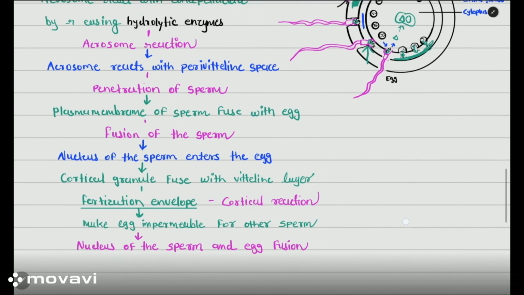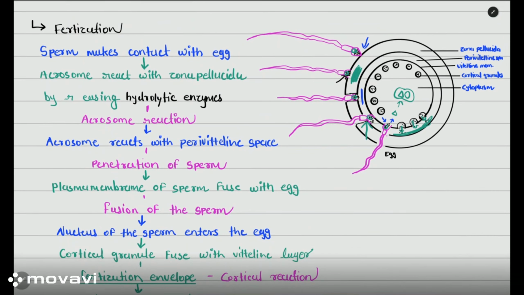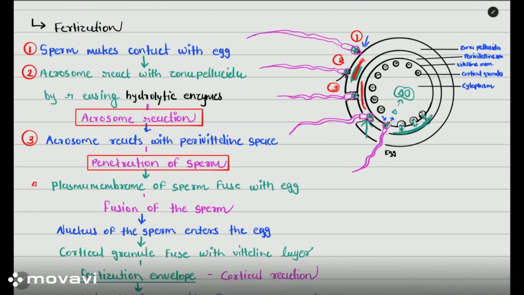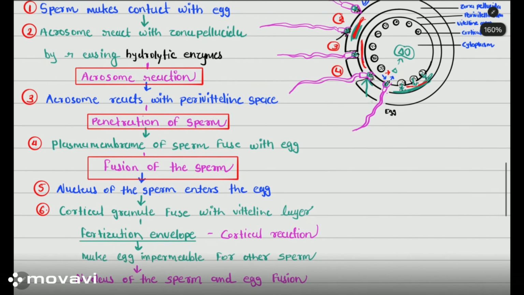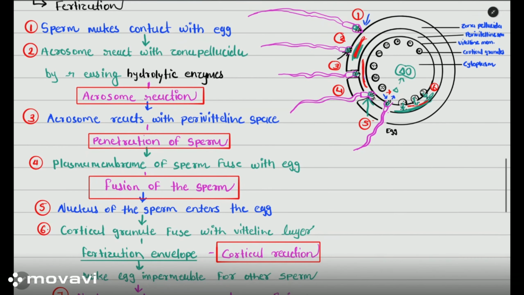Now quickly let's revise the order of fertilization as it can appear in the exam. First, the sperm contacts the egg at the zona pellucida. Second, the sperm enters the zona pellucida by the acrosome reaction. Then the sperm penetrates into the paravitelline space. The plasma membrane of the sperm fuses with the plasma membrane of the egg. Then as we move forward, the nucleus of the sperm is released into the cytoplasm of the egg. Cortical granules of the cytoplasm fuse and release calcium into the paravitelline space by the cortical reaction. Lastly, both nuclei fuse with each other and start the process of zygote formation.